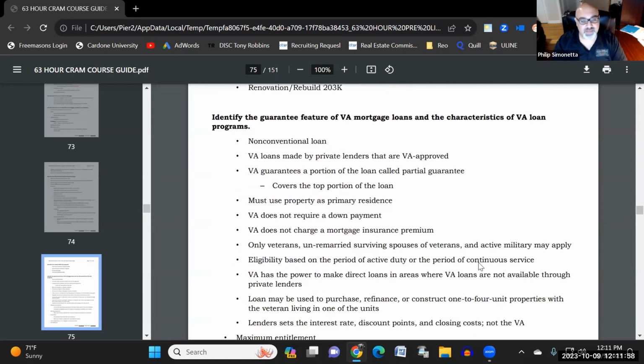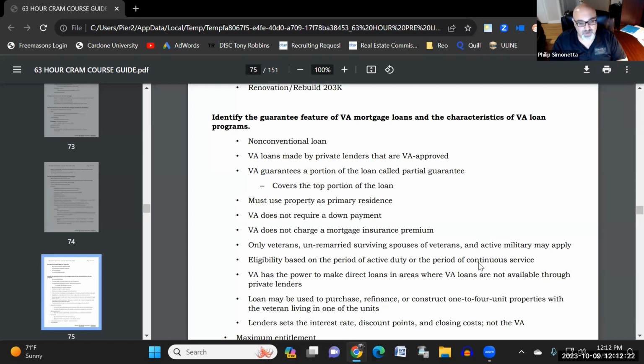Next, we have to identify the guarantee feature of the VA mortgage loans and the characteristics of a VA loan. So these are non-conventional loans. VA loans are made by private lenders that are VA approved, just like the FHA lenders are approved. A VA guarantees a portion of the loan called the partial guarantee, and that covers the top portion of the loan, the top 20%, say.